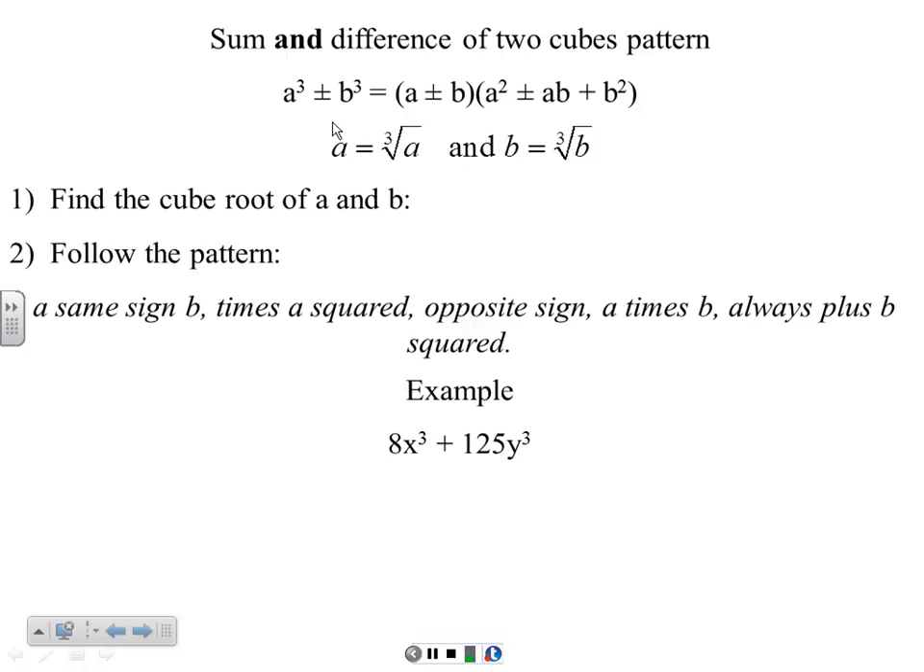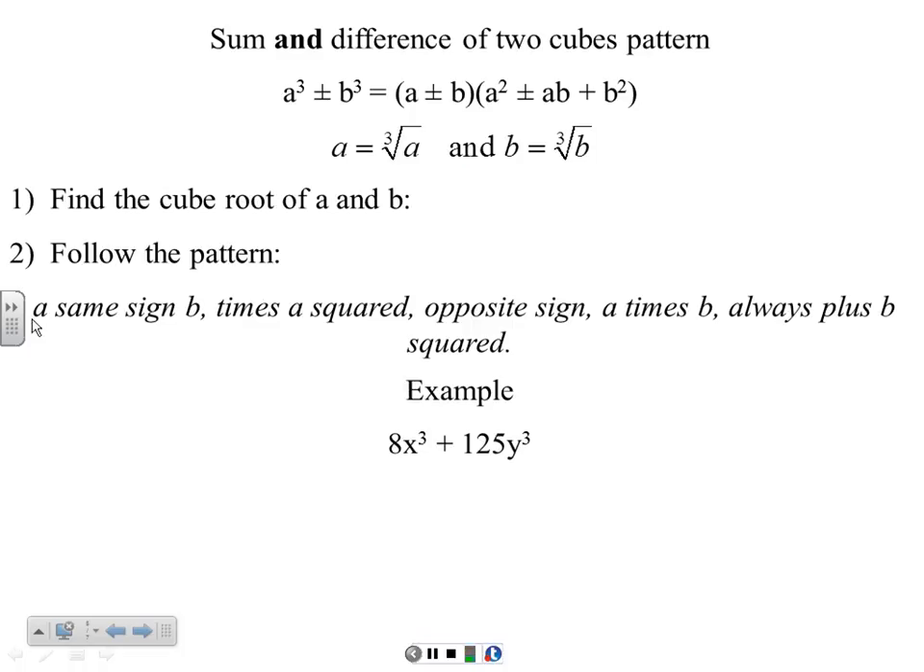So when you recognize that you have the sum or difference of two perfect cubes, what you're going to do is find the cube root of your first term. So A is going to be the cube root of your first term, and then B is going to be the cube root of your second term. And then you're going to follow the pattern, and here's your pattern.